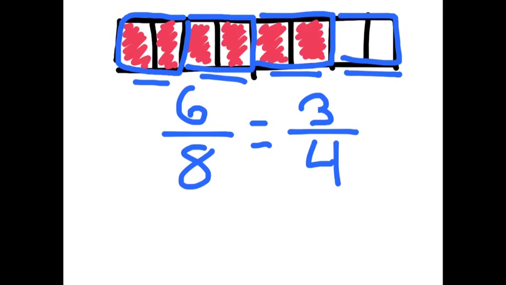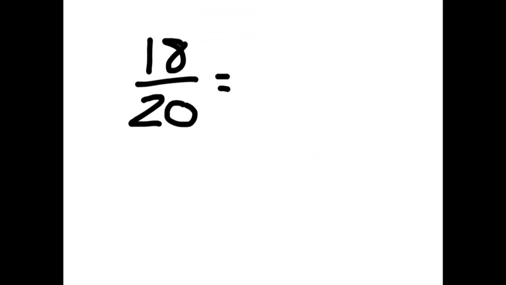If we want to do it mathematically, we would divide the numerator and the denominator by 2. 2 is the GCF. It goes into 6 and into 8. 6 divided by 2 is 3. 8 divided by 2 is 4. Let's try another one.